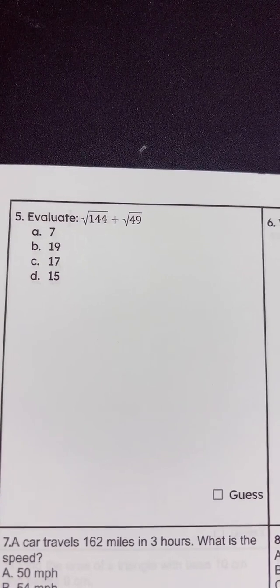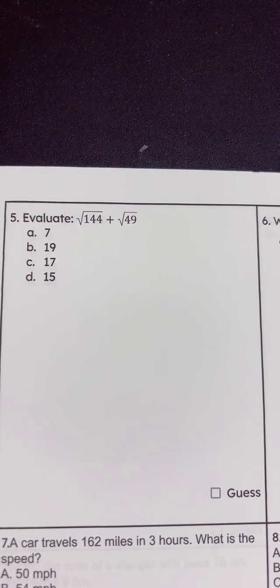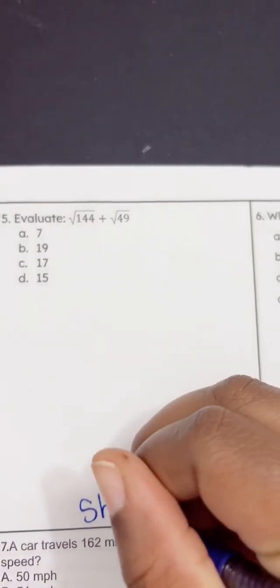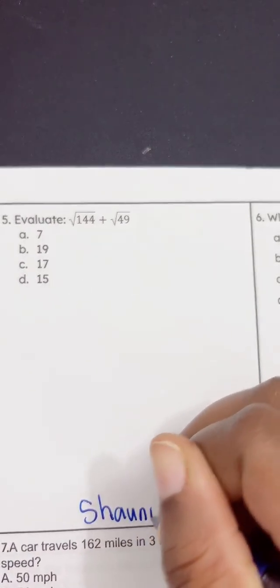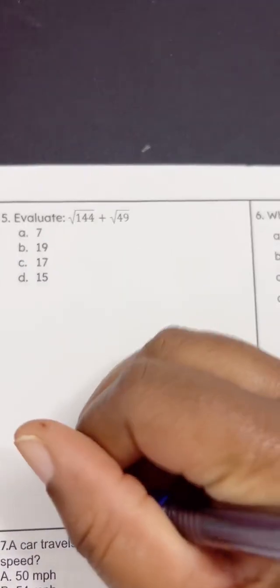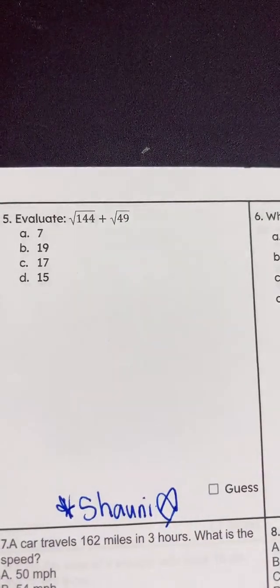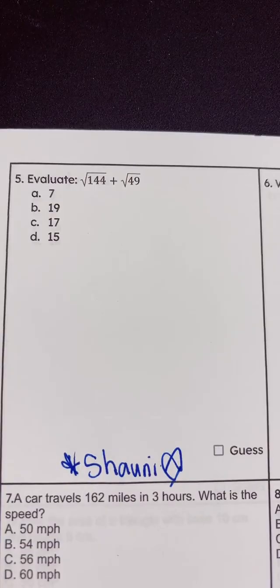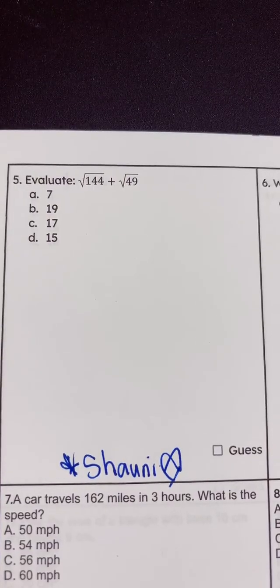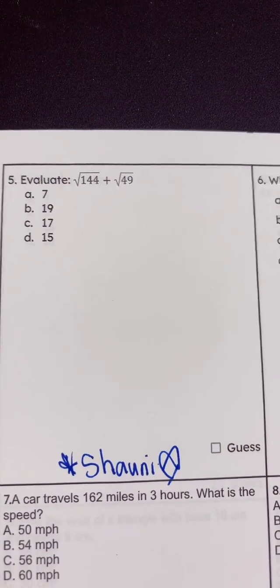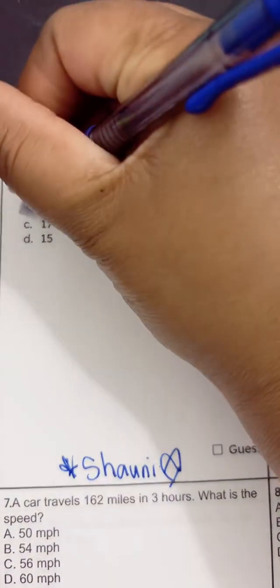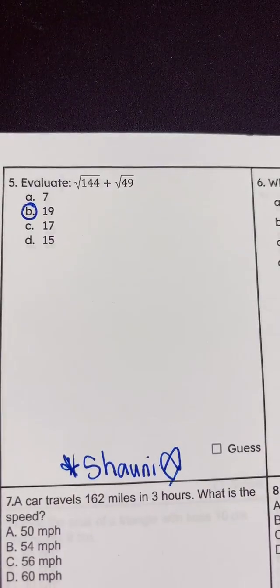Okay. We got a little evaluate some square roots. Thank you, Shawnee. I appreciate it so much. What you guys get for this one? A, B, C, or D? Put your answers in the chat if you know. Oh, Jacinda said B. Okay. I'm going to circle B because you said it.